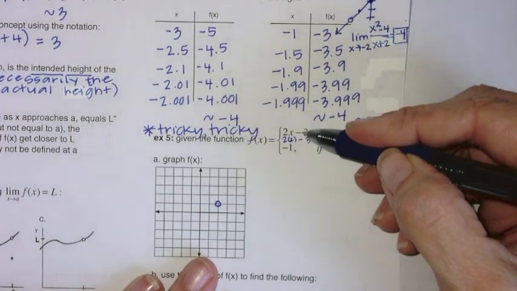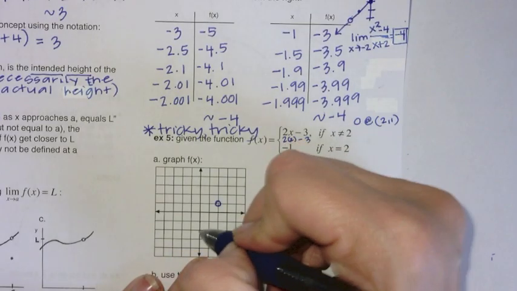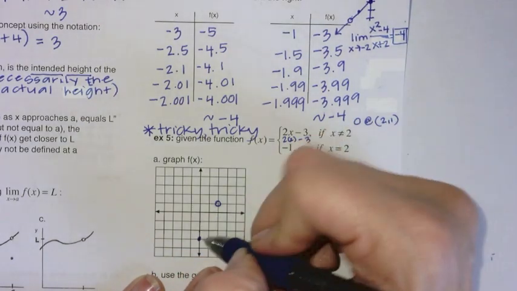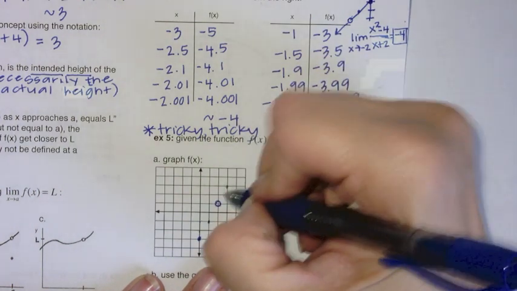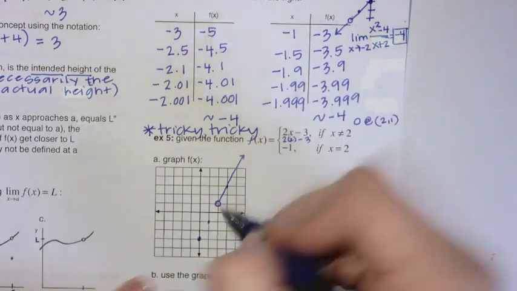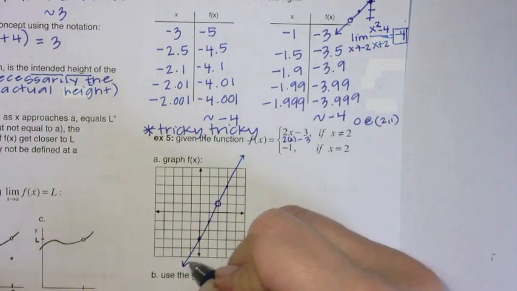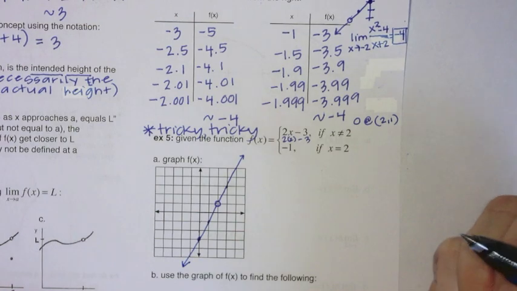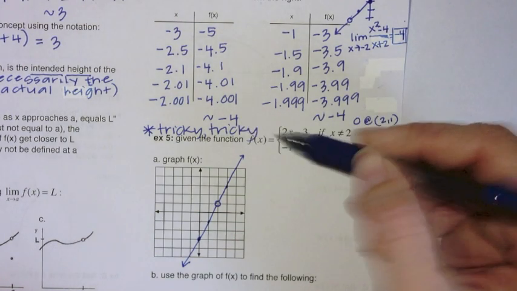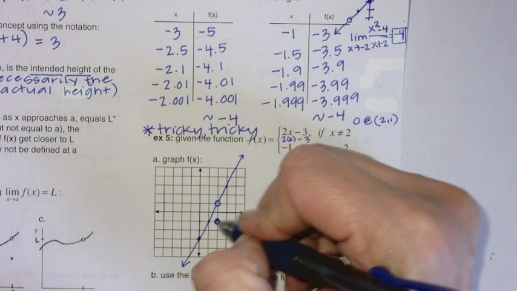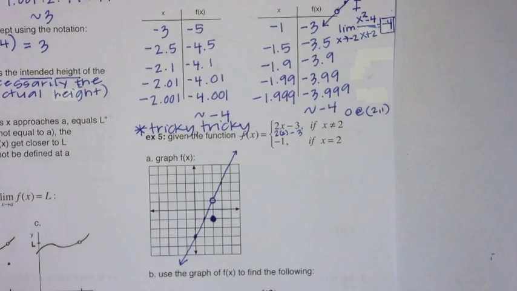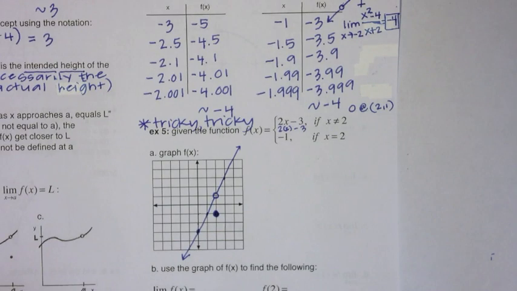Now I can graph the rest of my line. I go down to -3, that's my y-intercept. Go up 2 over 1, up 2 over 1, but it's an open circle. And there's my graph. Sweet. Now, if x is equal to 2, then y equals -1, which means it's just a point, so it would look like that. So now that we have the graph, we get to use the graph to find the following.